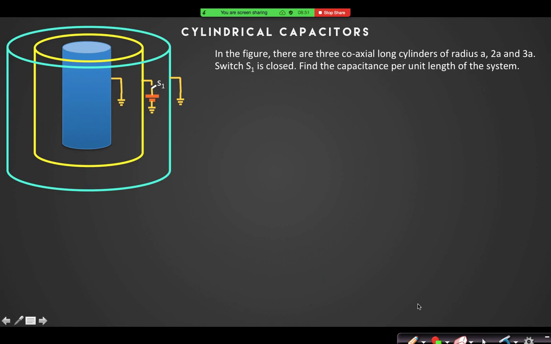In this figure, there are 3 coaxial long cylinders of radius A, 2A, 3A. Switch S1 is closed. Find the capacitance per unit length of that system. Again, we can solve it by drawing an equivalent circuit. There is a capacitor plate, one more capacitor plate here, and one more here. So again the same type of situation is there. Two capacitor plates are in parallel.